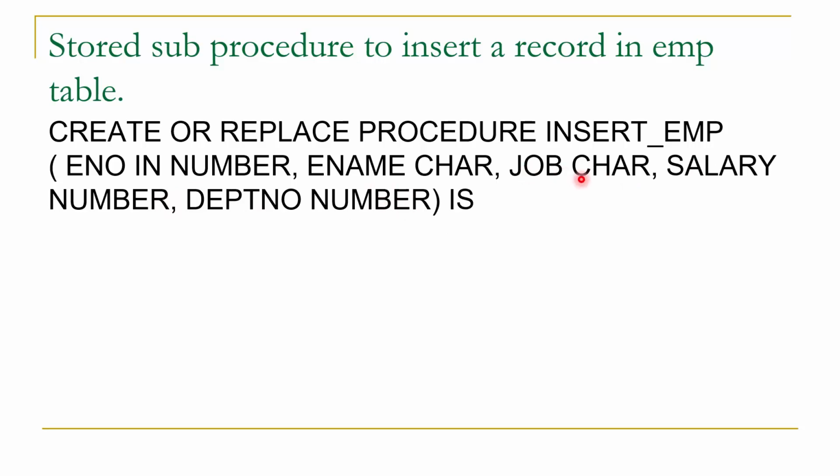In this case, we have not defined any mode, so it means all these arguments are of IN type. So here we are passing 5 arguments and all of them are of IN type. You can clearly see that the names of these arguments correspond to the names of columns in this table. IS is the keyword. There is no need to declare any local variables. In the begin section, we have to use an insert statement to insert a record in this table.